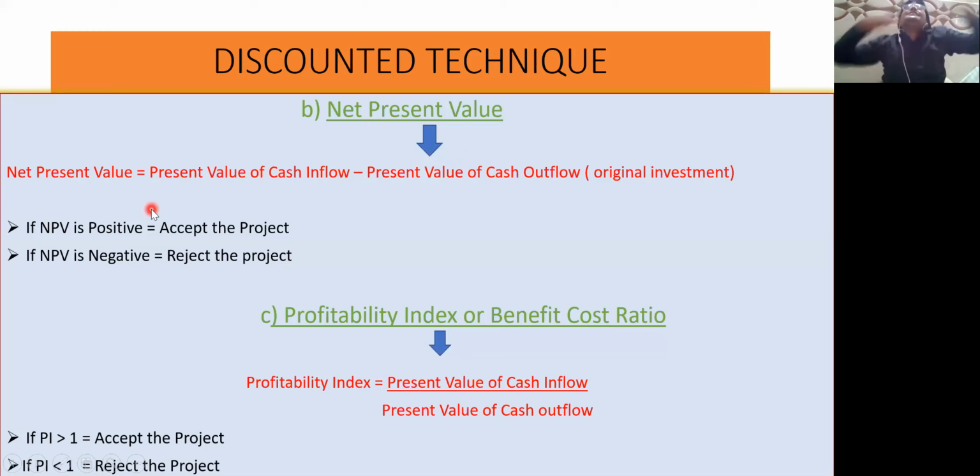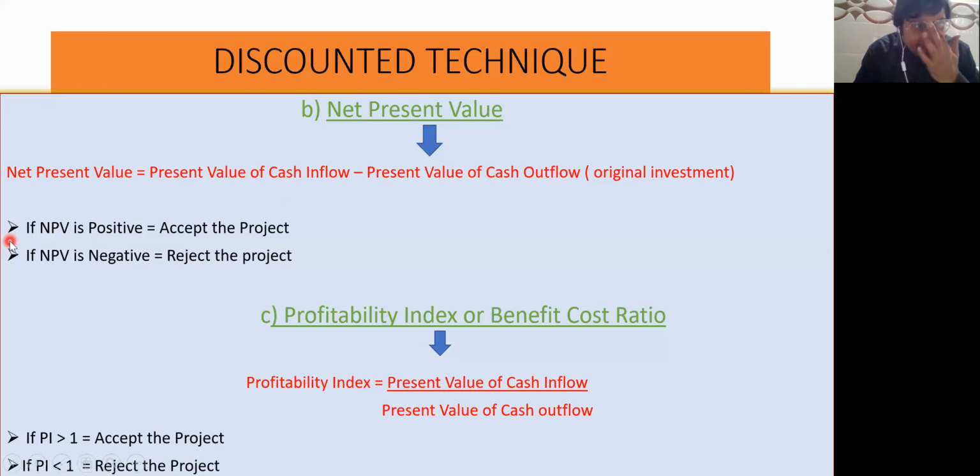NPV formula. Come on, say with me. Present value of cash inflow minus present value of cash outflow. Okay? So this is simple.